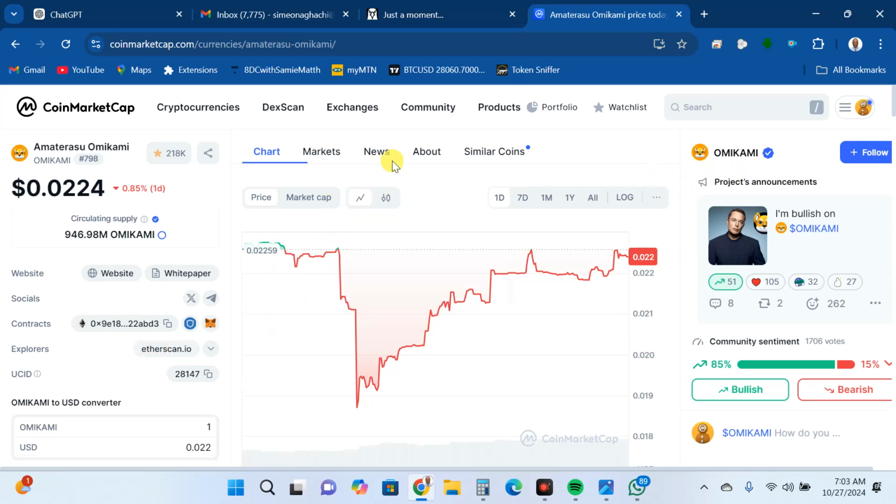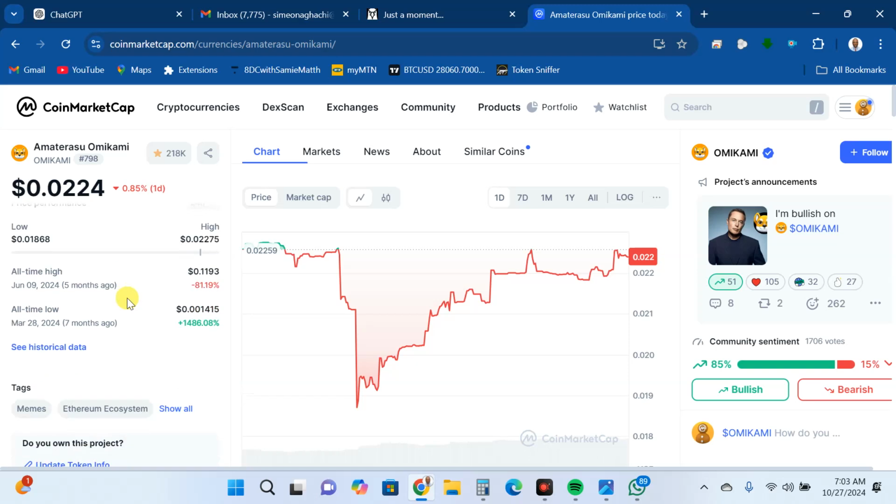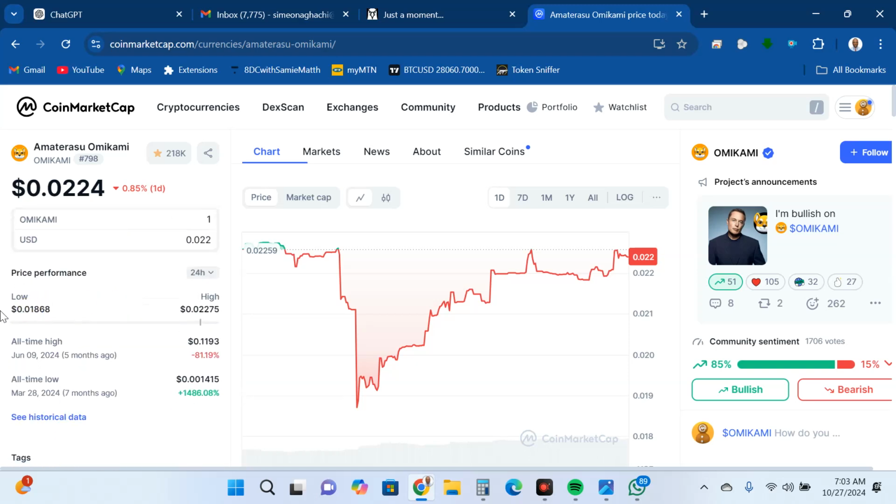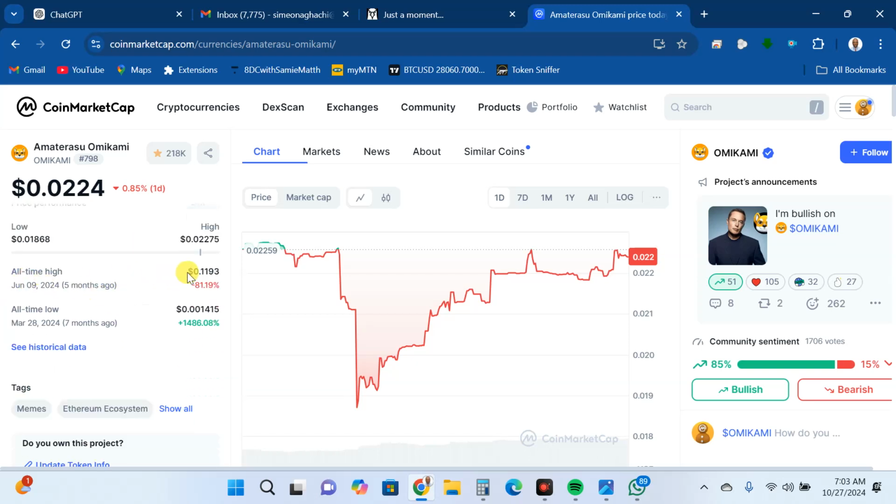Another thing you want to look at when you type the name of a token is the all-time high and all-time low. The all-time high simply shows you the highest price this has ever gotten to. Then the all-time low shows you the lowest price this coin has ever gotten to, from the time it has been listed on CoinMarketCap.